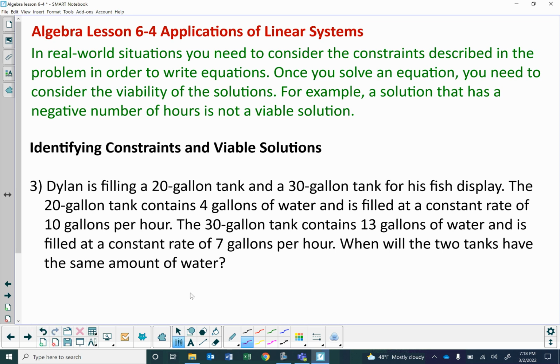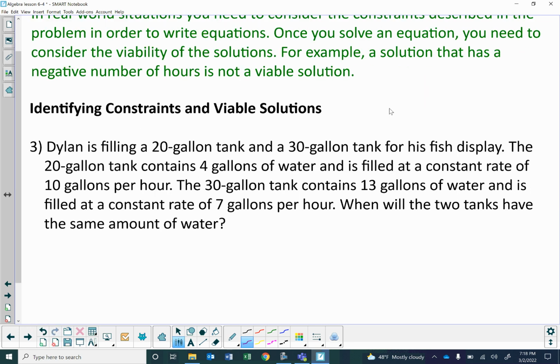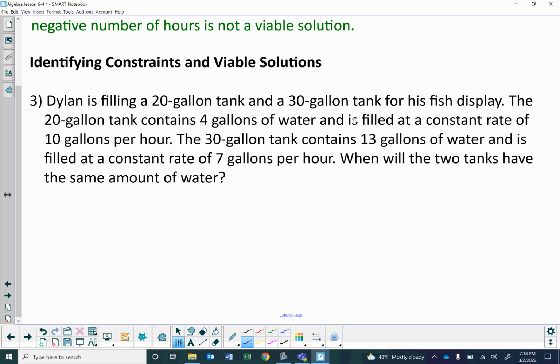All right, so let's take a look at this next problem. It says, identify the constraints and viable solutions. Dylan is filling a 20-gallon tank and a 30-gallon tank for his fish display. The 20-gallon tank contains 4 gallons of water and is filled at a constant rate of 10 gallons per hour. The 30-gallon tank already contains 13 gallons of water and is filled at a constant rate of 7 gallons per hour. When will the two tanks have the exact same amount of water?